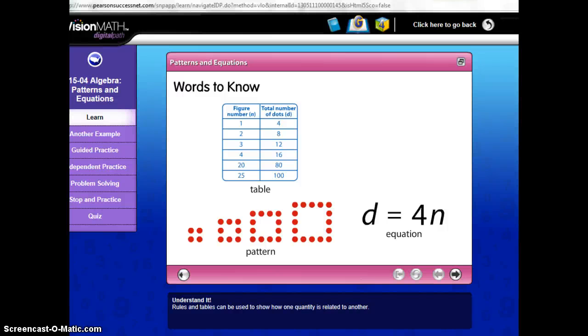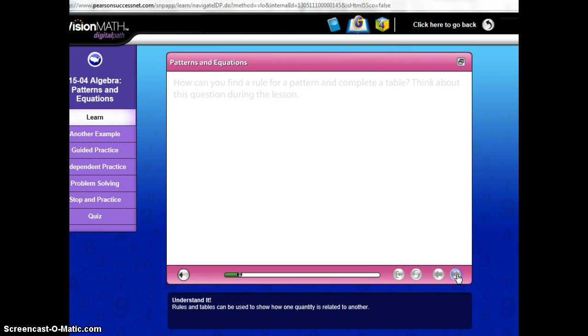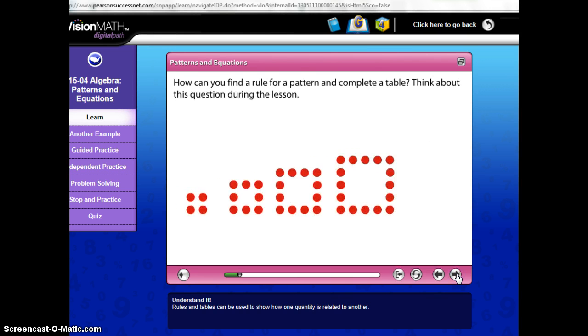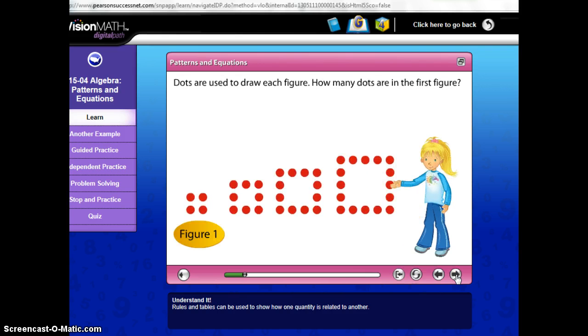So today we're going to look at patterns and expressions and using tables to create expressions. Sometimes you've probably seen a table that looks like this. Oftentimes we call them input-output tables. Some of them are filled out and some are left blank, and you have to try to figure out what numbers go in there. Well, today I'm not so concerned about missing numbers, but I am concerned about us writing expressions to go with those tables. So our first question is, how can we find a rule for a pattern and then complete a table for it? So here's our first question.